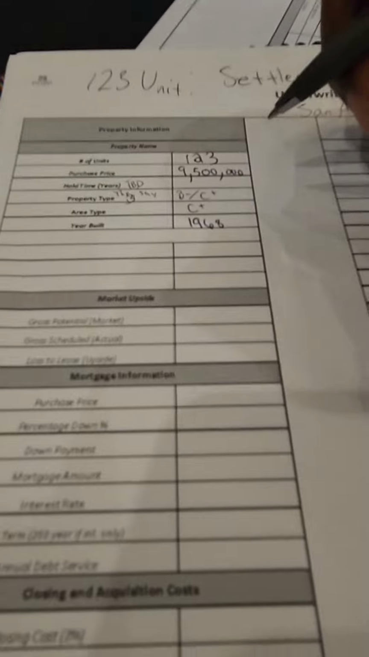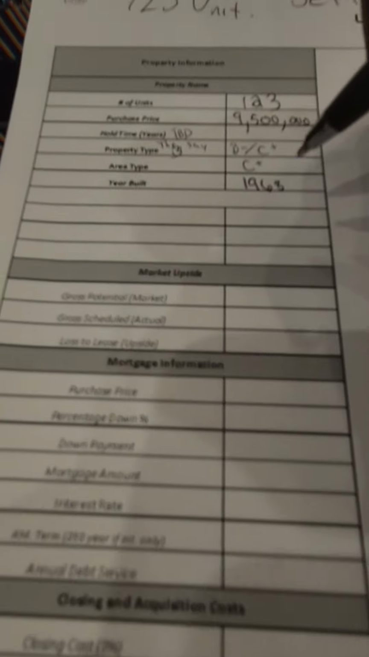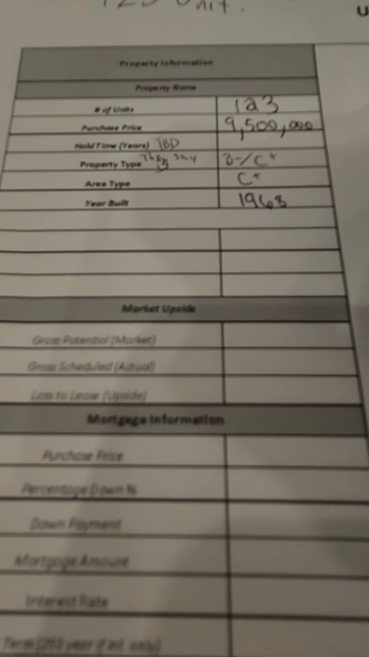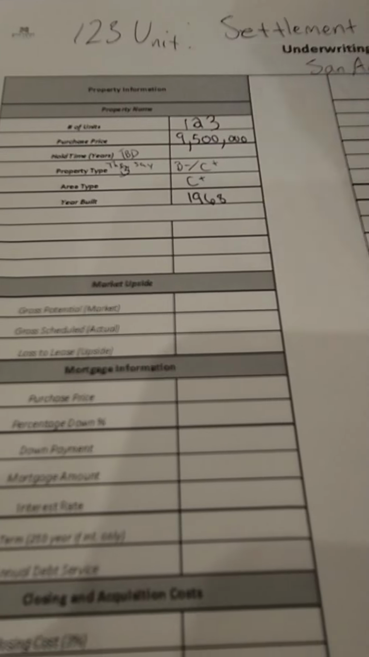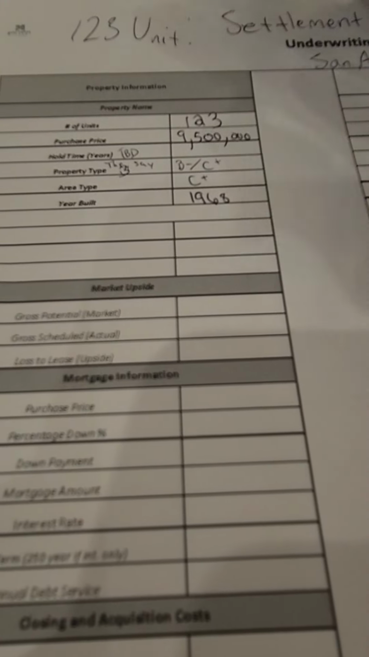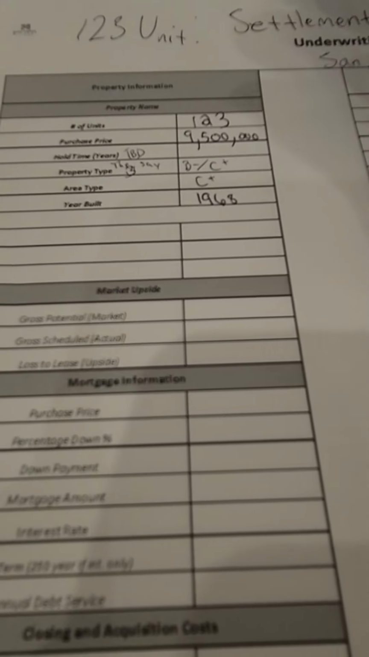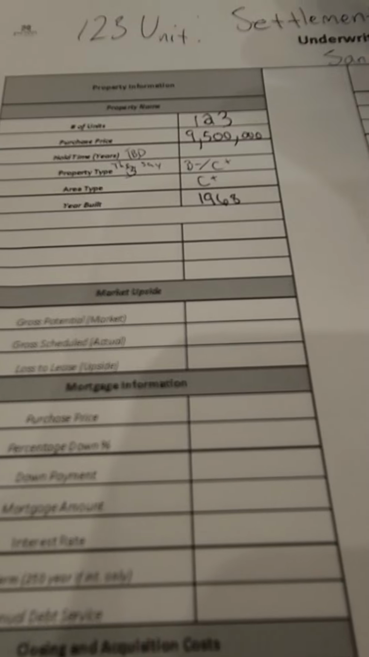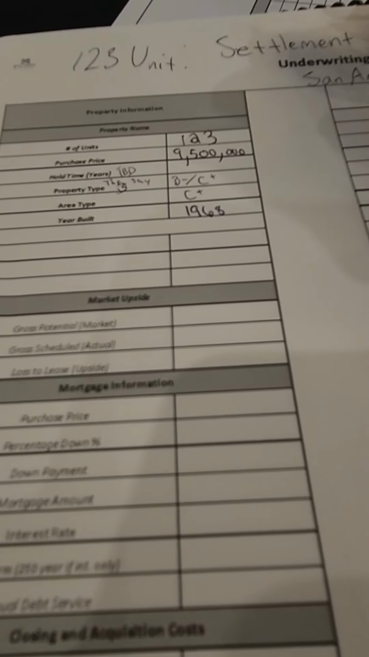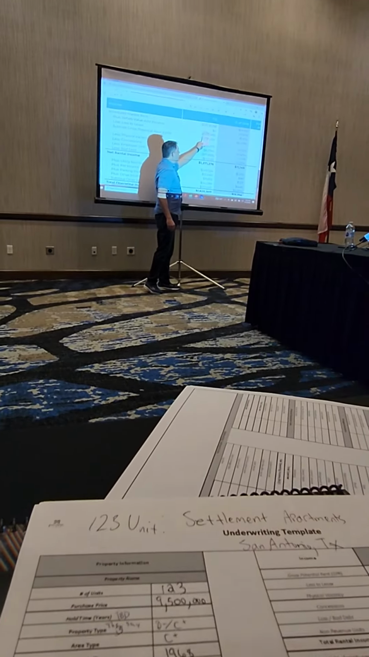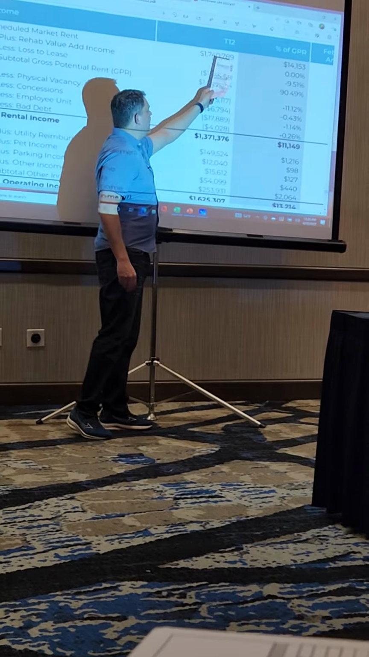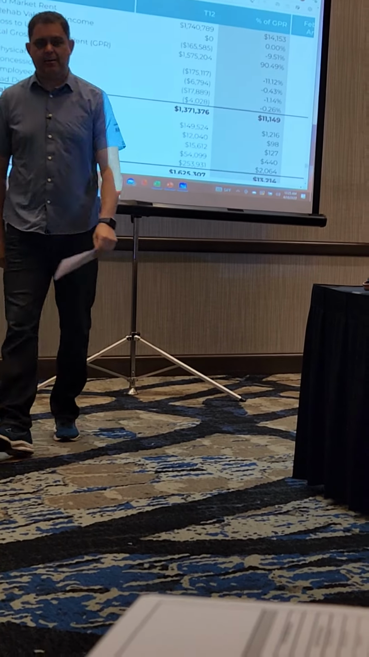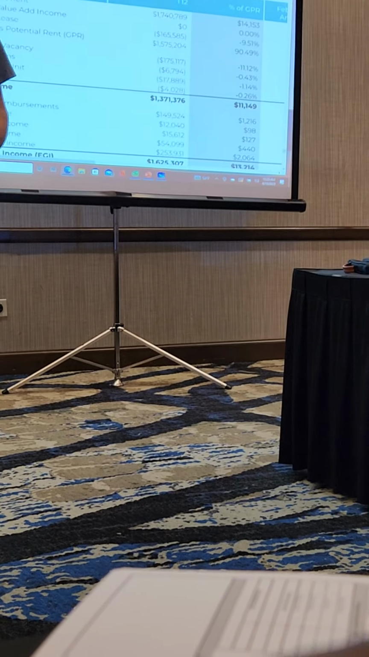Now, market upside. Market upside is going to matter more on the right side than this left side, but let's talk about a few numbers in here. The first number it's asking you is, what is the market potential rent? Okay? So, we're going to call that this number right here, 1,600,000 $747,89. Okay?